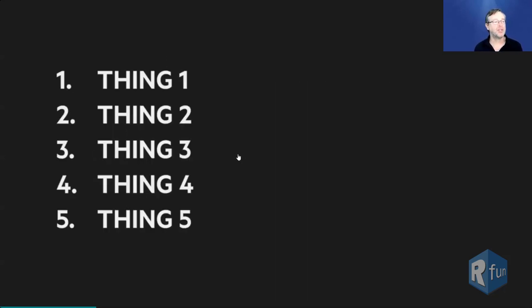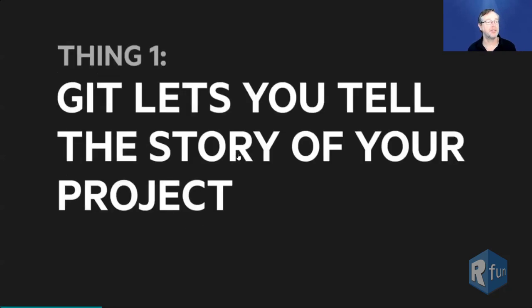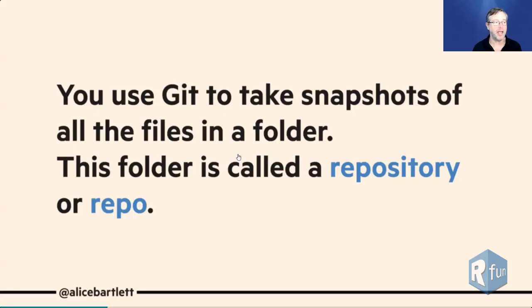So Alice's slide deck defines them in five separate things. And she says, thing one is Git lets you tell the story of your project, okay? By that, she means you can take a snapshot of all of the files in a folder, and that folder is then called a repository, or a repo for short. Conveniently, that folder can also be an RStudio project, and simultaneously it can also be a Git version control folder on your file system, right?